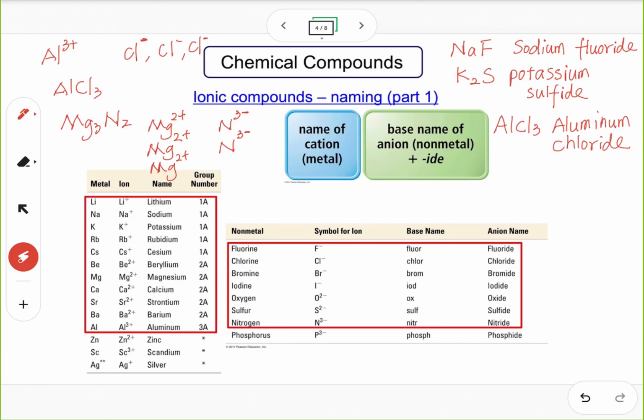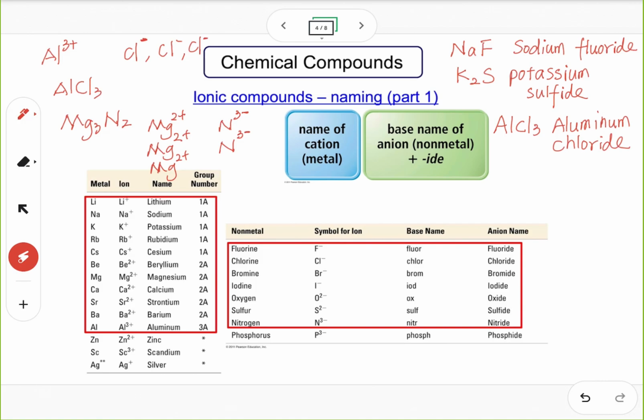You don't have to show the 1. You just need to show plus. That tells people that this is actually 1 plus. This is a group 1 metal. How about group 2? They tend to lose 2 electrons to get cations with 2 positive charges. Group 3 metal, aluminum, tends to lose 3 electrons to get 3 positive charges.